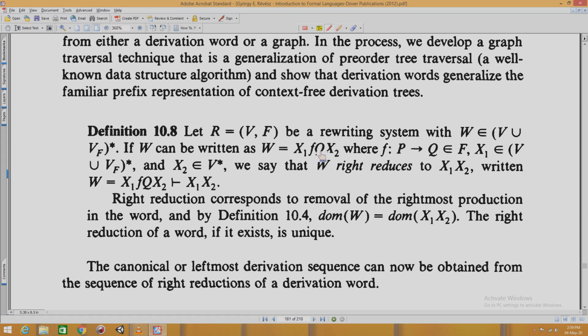So F and Q, are you clear about it? F is the name of the production rule, and Q is the element existing on the right hand of the production rule. The rest of the string, X1, is the remaining part of the string which is on the left of F, and X2 is the remaining part of the string which is on the right of Q. So now this string W is broken in a way that the name of the production and the symbol Q, which is on the right hand side of the production, are taken, and the remaining string is also broken. So you have broken the string into four parts.